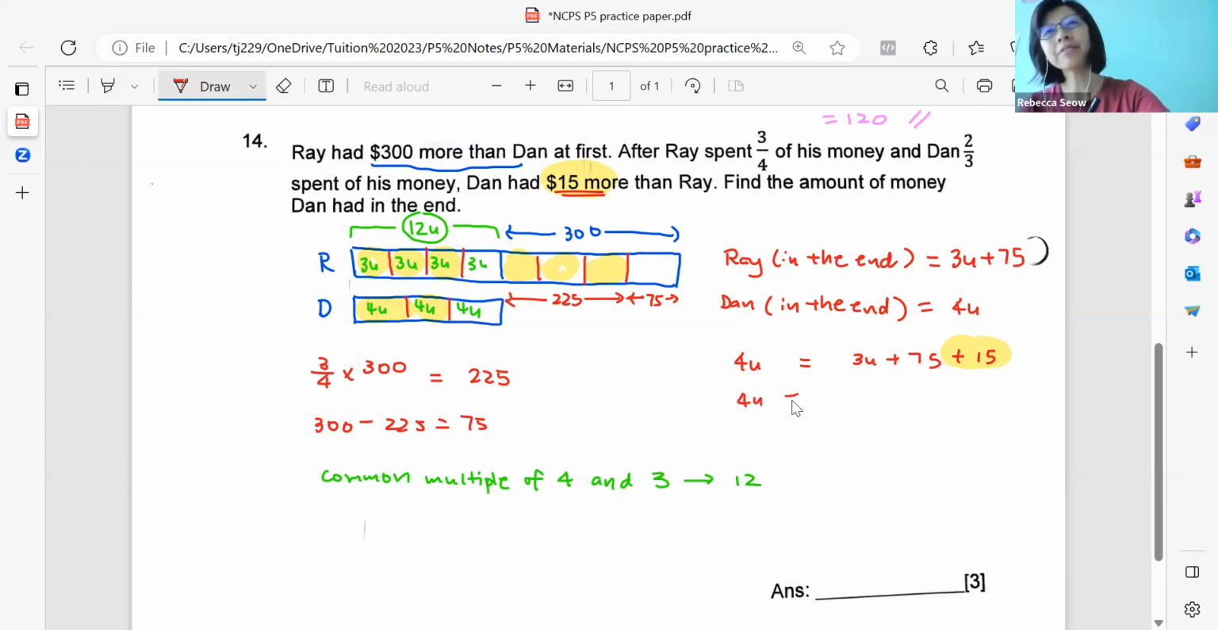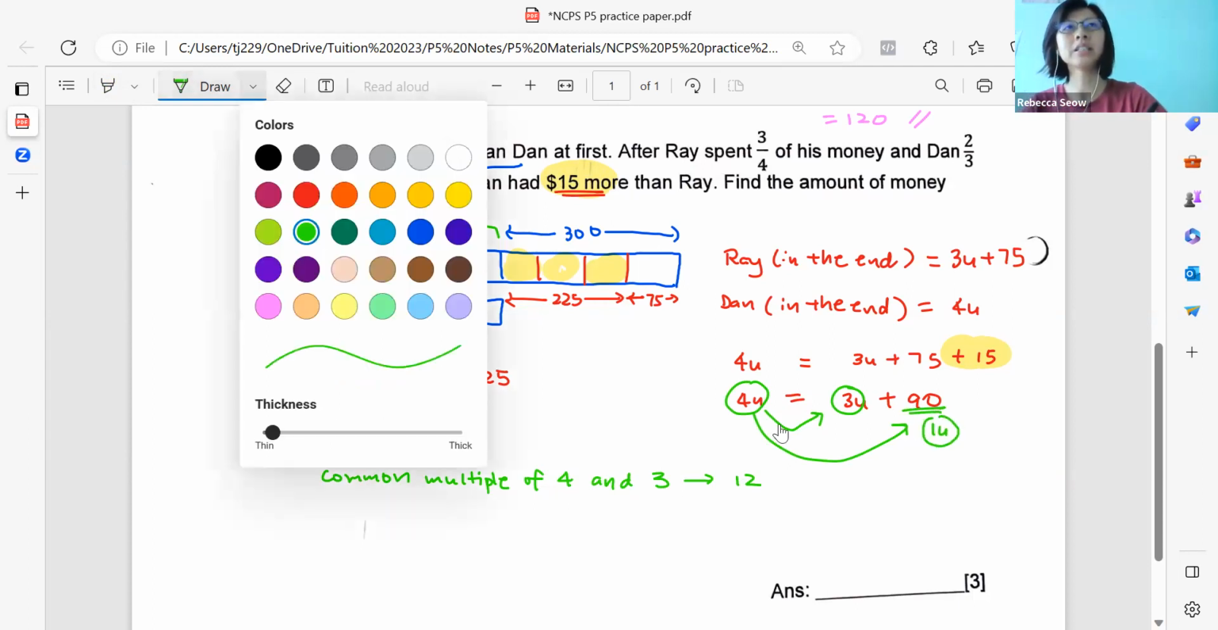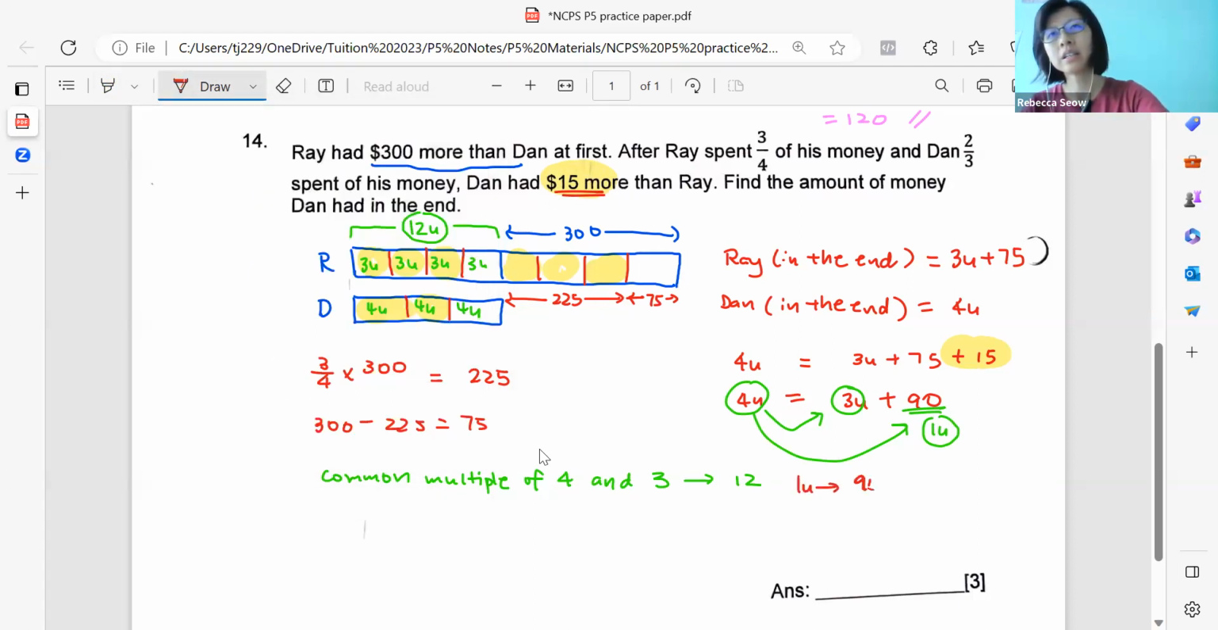Now let's tidy up what we have. 4 units is made up of 3 units plus 1 unit. So as we can see, 1 unit is actually 90. Now that we know what 1 unit is, let's go back to the question. Find the amount of money Dan had in the end. Dan has this 4 units. If 1 unit is 90, 4 units will be 4 times 90, which gives $360. I hope that this short sharing will be helpful to you.